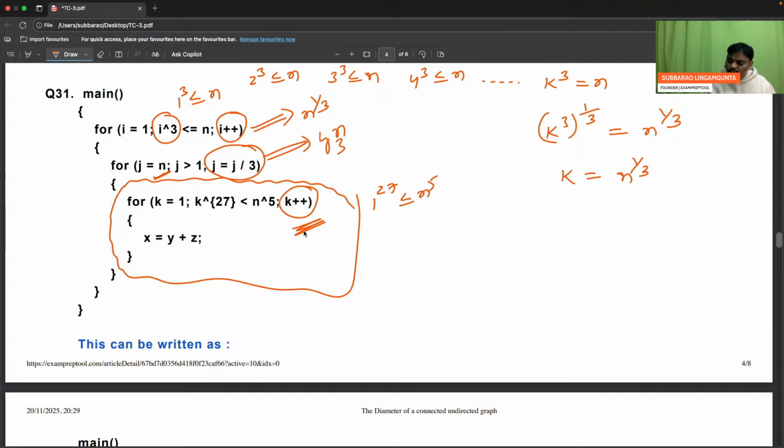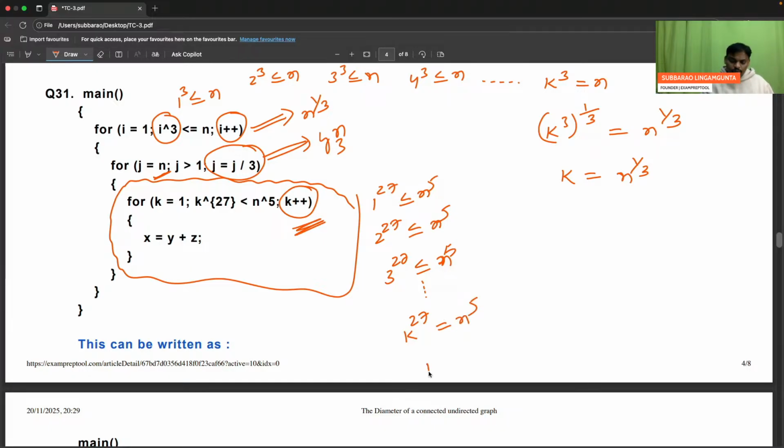In the next round, k value becomes 2. Is 2 power 27 less than or equal to n power 5 or not? If that is also true, next is 3 power 27 less than or equal to n power 5 or not? If that is also true, continue. So assume k times: k power 27 is equal to n power 5, after repeating k times, both become equal.